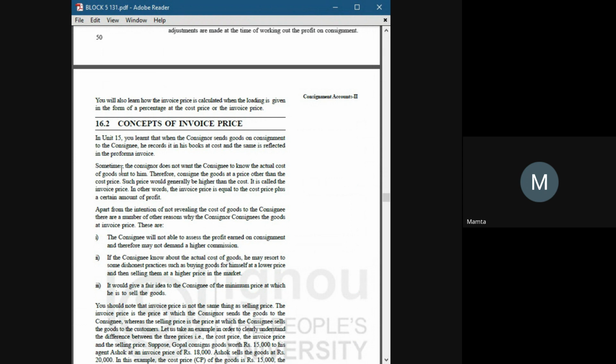Let's read it from here. Sometimes the consignor doesn't want the consignee to know the actual cost of goods sent to him. Therefore, the consignor sends the goods at a price other than the cost price. Such a price would generally be higher than the cost.